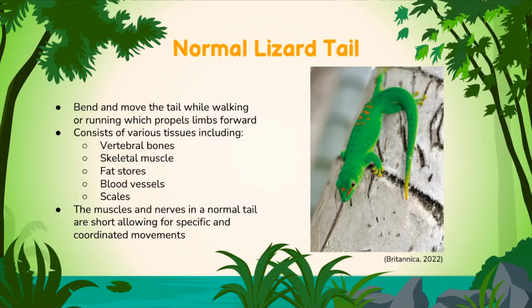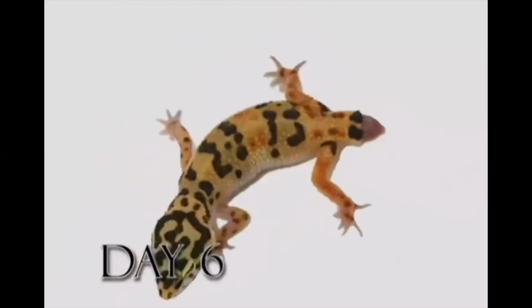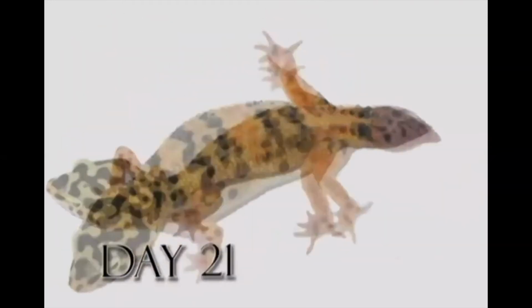And there's also going to be scales on the lizard tail. And there's also muscles and nerves in your normal tail that allow for short movements and specific movements, so they can move their tails around to help them move like we talked about. And then we also have this video.